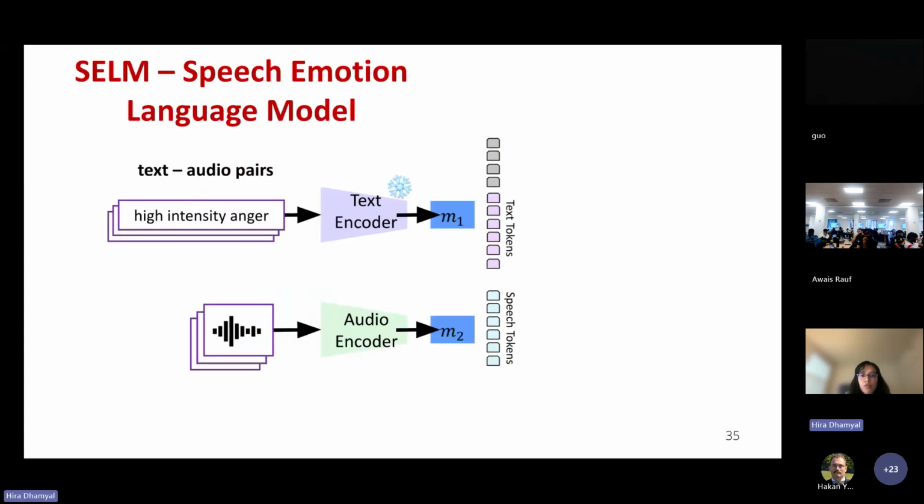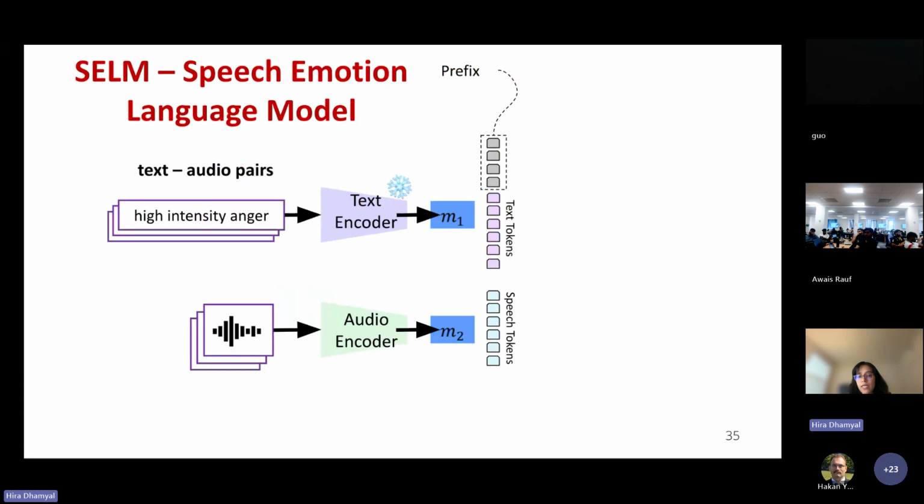To improve on this limitation, we introduce a model which we call SELM, the speech emotion language model. This model also takes in audio-text pairs, as we saw in CLAP. They pass through a similar text encoder and audio encoder, and then a tokenizer that tokenizes the text and the speech tokens. Once we have these tokens, we add these gray tokens in the textual space. We call these gray tokens the prefix, and these tokens are the learnable parameters of the model.